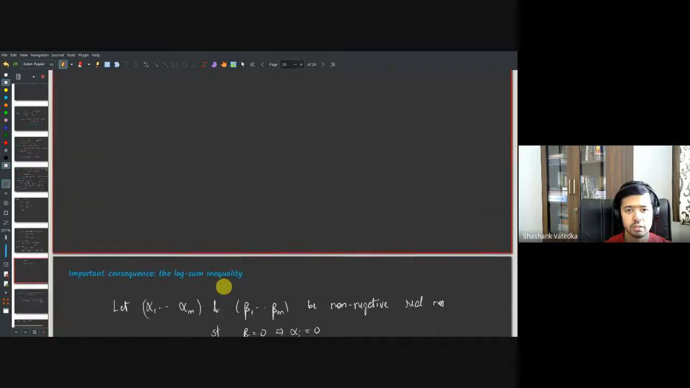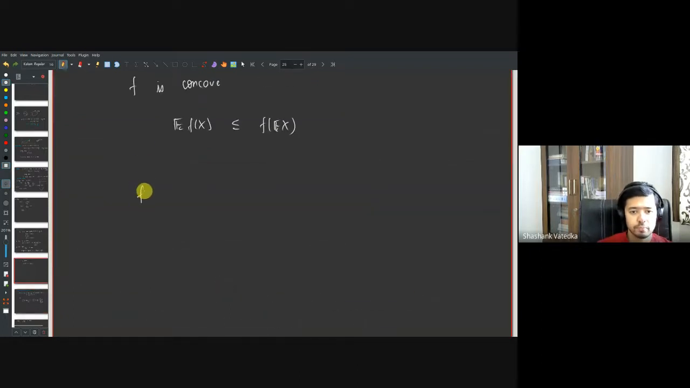In fact, right away we'll apply it on a particular function. So we just saw that the function f of x equal to x log x is convex.